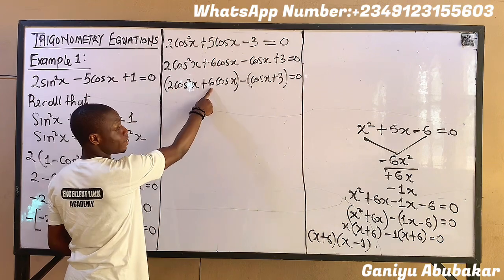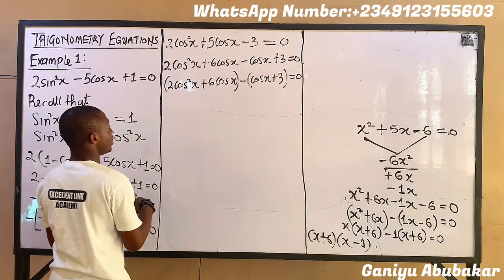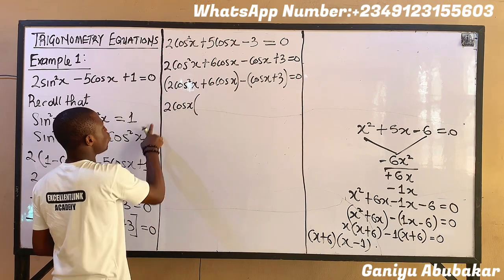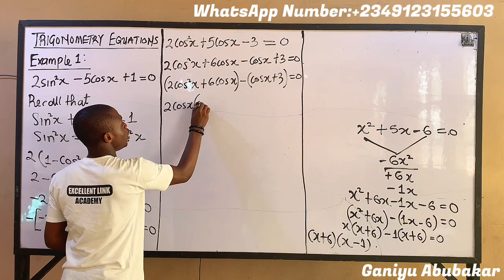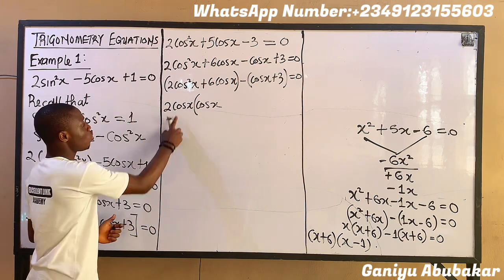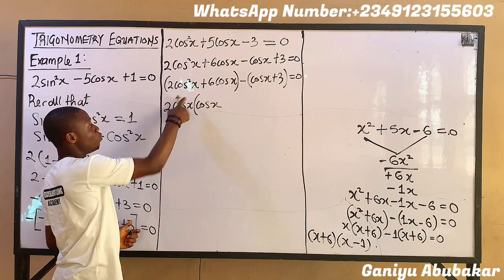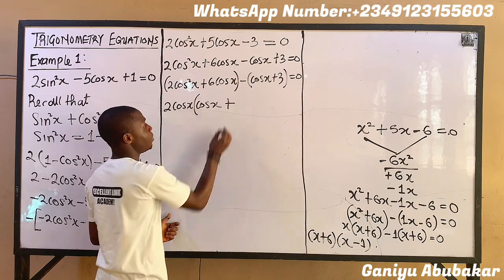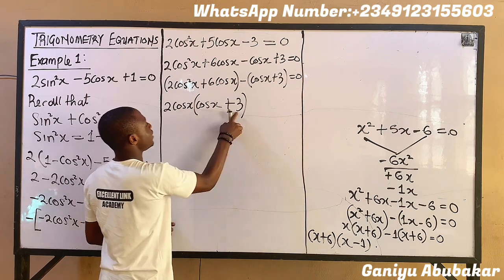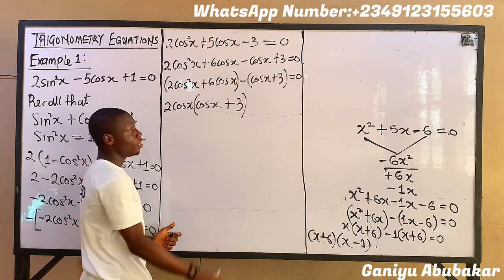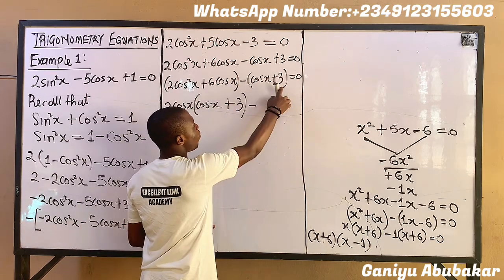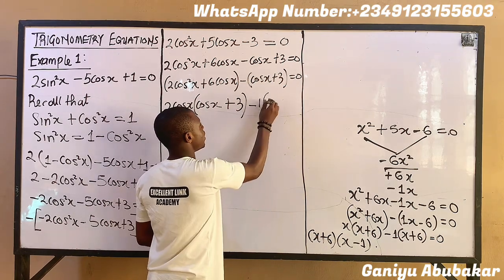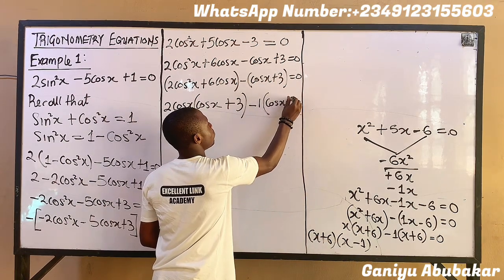I can see 2 and 6. Bring out 2 cos x. If I divide 2 cos x by this, I'll get cos x. Cos x times cos x is cos squared x with these 2. So I have plus 2 divided by 6 is 3. It becomes 3. Multiply 2 times 3 with this cos x, that becomes 6 cos x. So minus minus, what's common here? Of course, nothing. So bring out 1 into, repeat what is here, that becomes cos x plus 3.